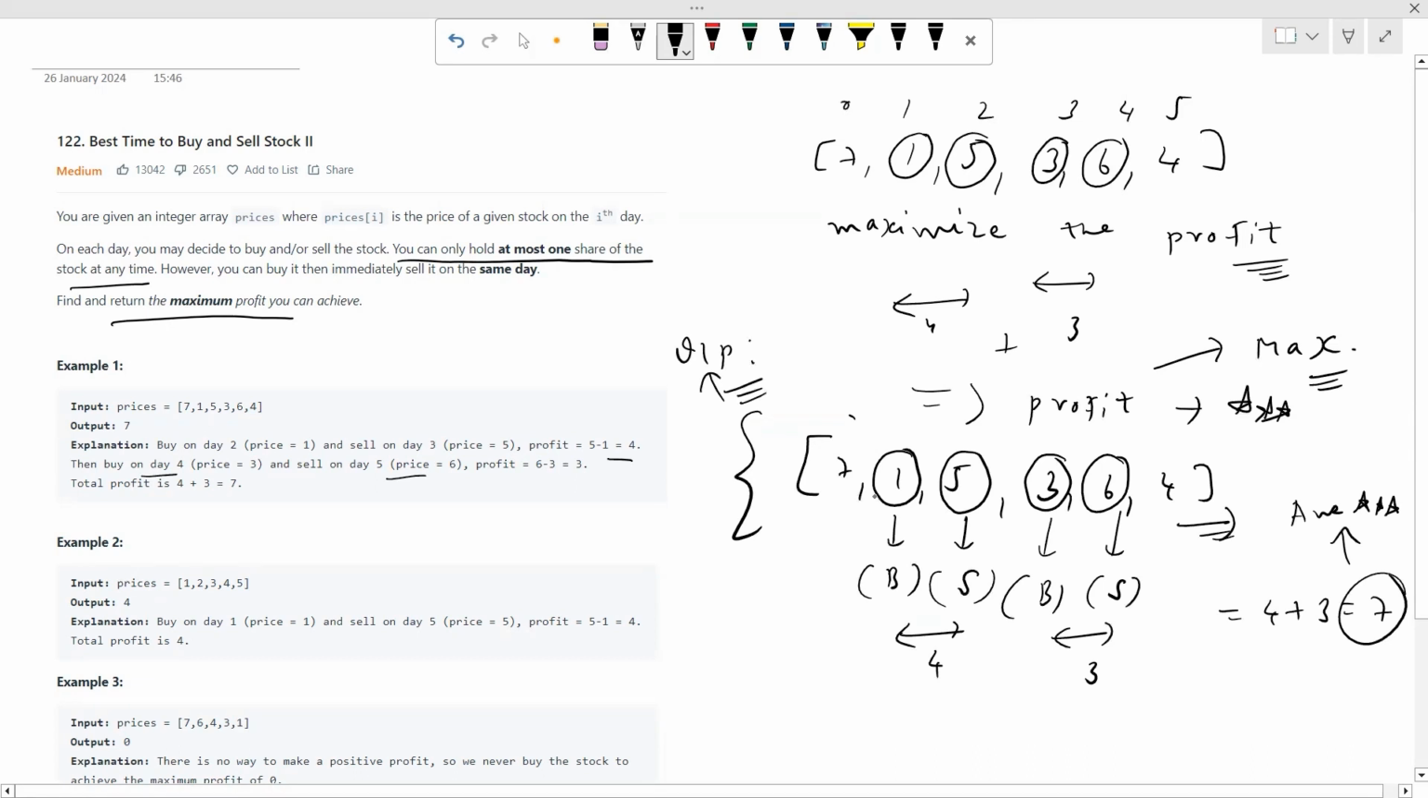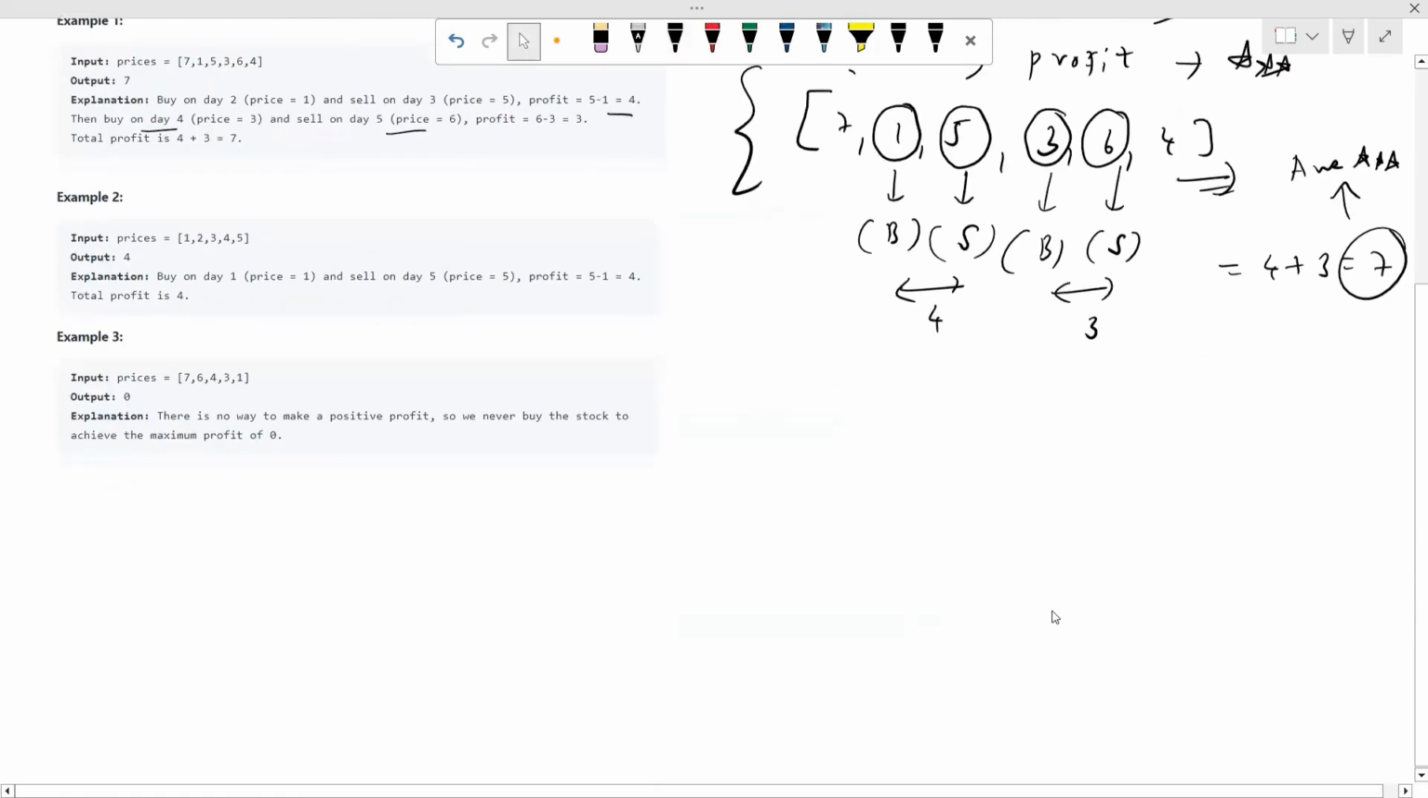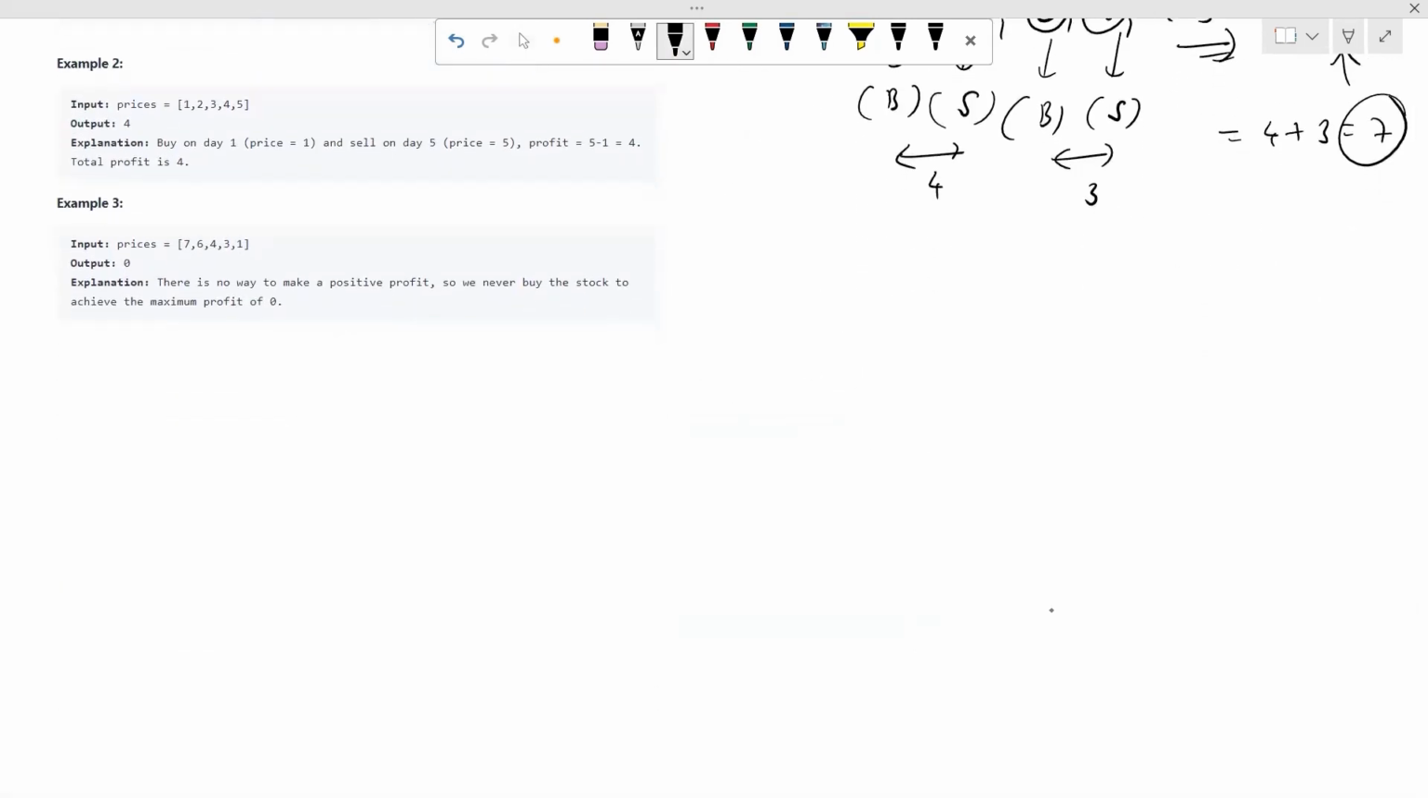Now let's try to discuss one more example so that this thing is clear to all of you guys. Let's say we have this array, 1, 2, 3, 4, 5, the second example. Now let's say we'll buy on day one, and sell it on the fifth day when the price is 5.